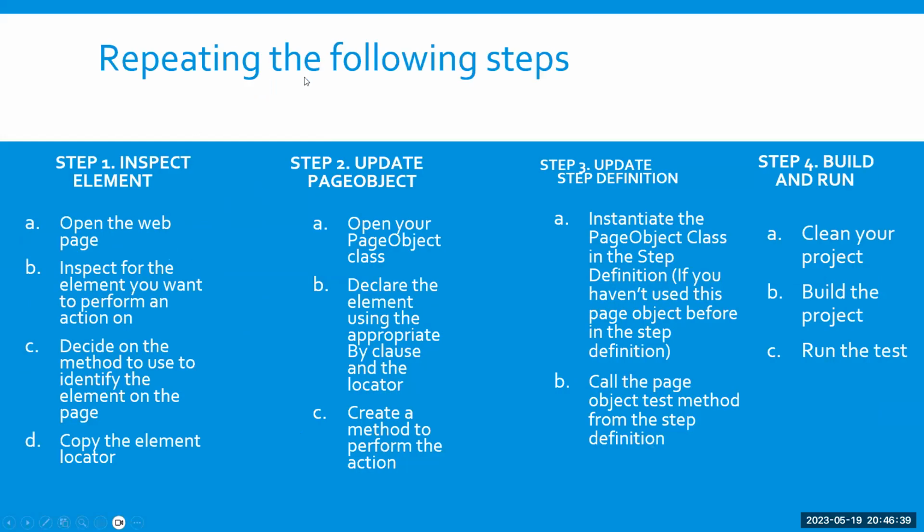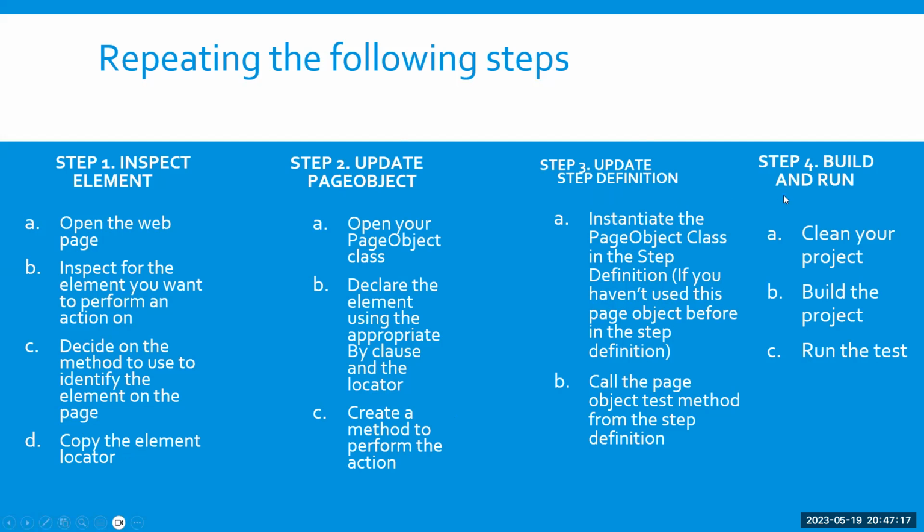So you need to repeat the following steps. Step 1, inspect the elements. This is just a screenshot of how you inspect your element. Open the web page, inspect for the elements you want to perform an action on. Decide on the method to use to identify the elements on the page and copy the element locator. You need to update page objects, and this is the screenshot for it. You can read more in the videos that have been put on Prep Pager. Please do watch it. Everything that I'm saying here is already there. This is just a recap.